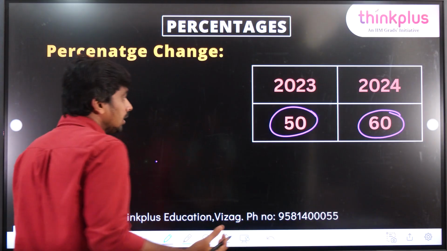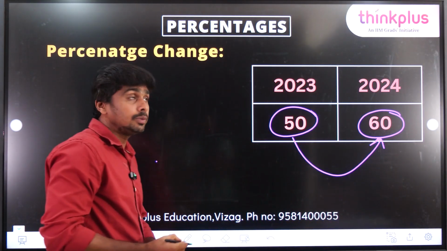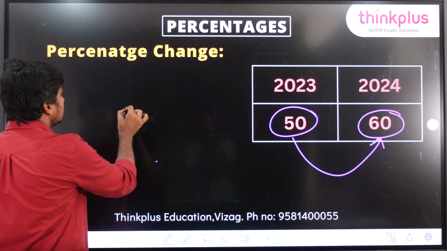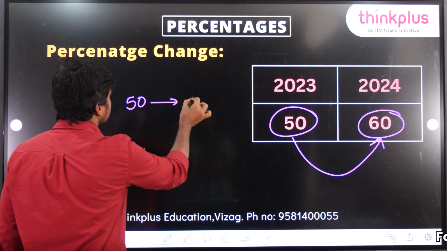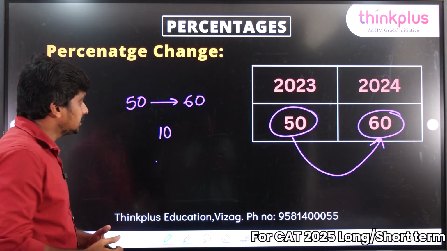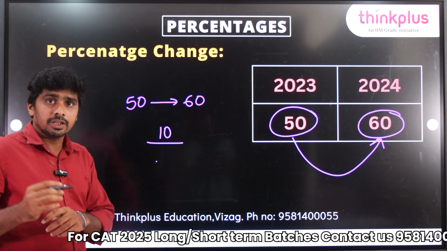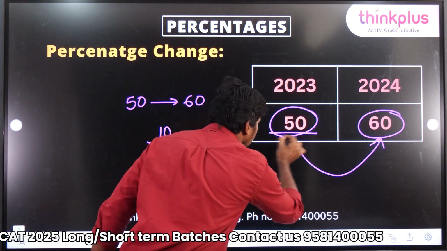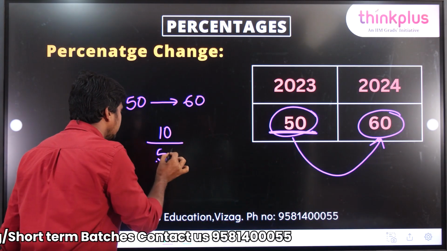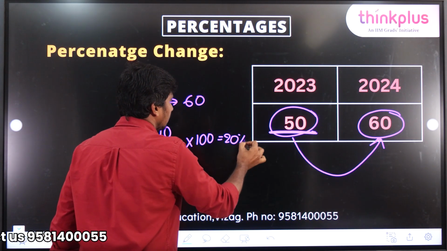So if I ask a question, from 2023 to 2024, how much value is increased? That means 50 became 60, the value increases by 10, you say. But if I ask you how much percentage is increased, every time you should compare with the base value. Base value means where you have started. Here we started from the base value of 50, so I write 10 by 50 into 100. So there's a 20% increase.